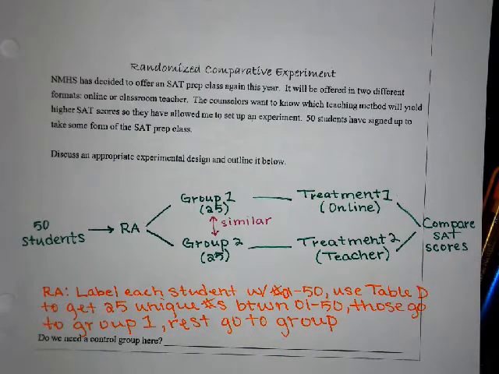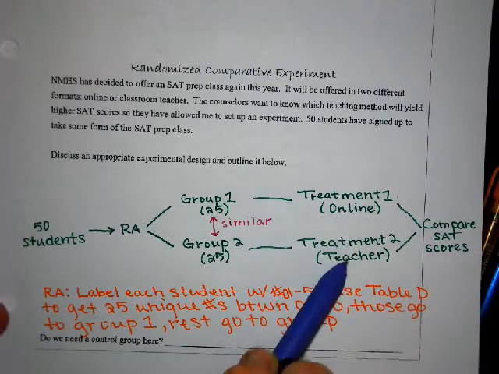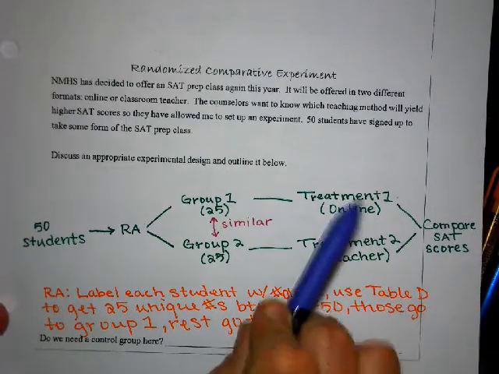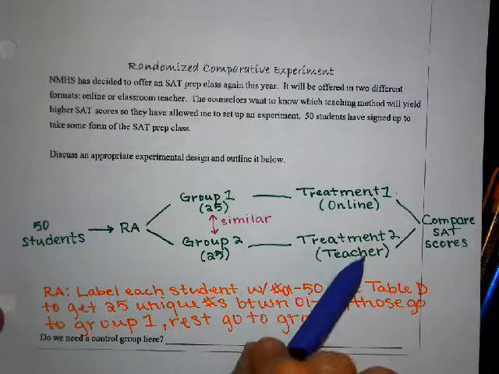So do we need a control group here? No, we don't, because we have 2 treatments. If I only had 1 treatment, then I would have to have a control group. But since I have 2 separate treatments I'm imposing, I don't need a control group.